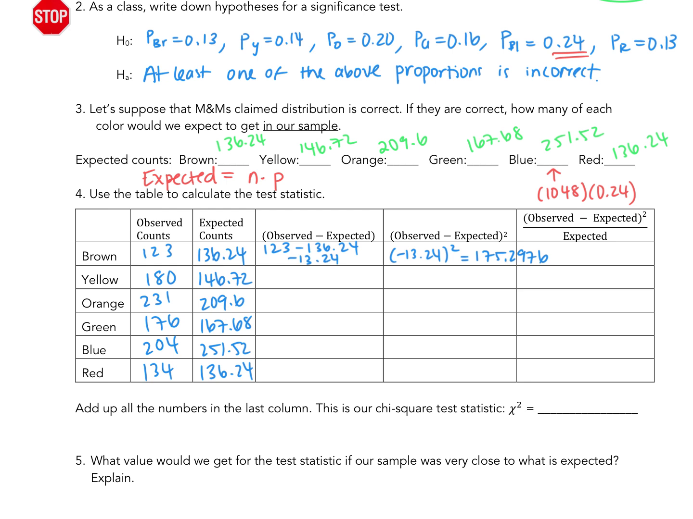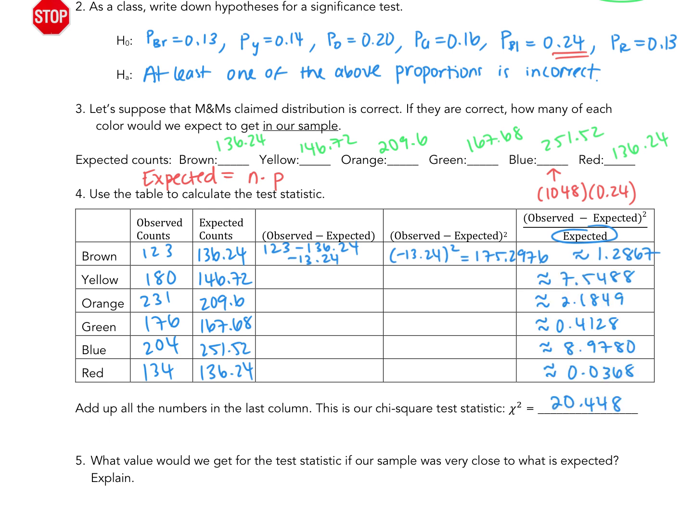And then I'm taking that value and dividing by the expected. So I'm dividing by that 136.24. And I get about 1.2867. Let's just round to 4 decimal places. Okay, so I want you to do that for the next 5 colors. So do exactly what I did. Observed, subtract, expected. Then square it. Then divide by the expected value. Ultimately, once you add up all these values on the right, that'll give you your test statistic. So take a few minutes to do that now, please.